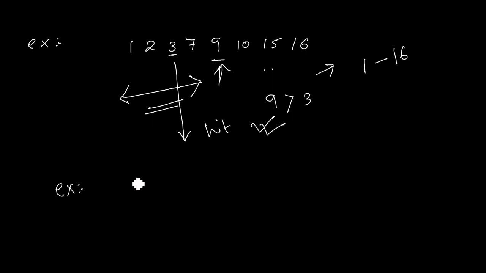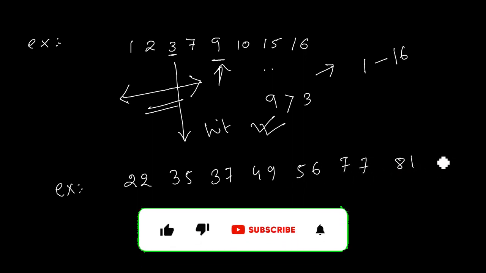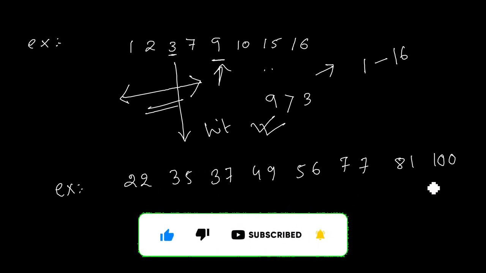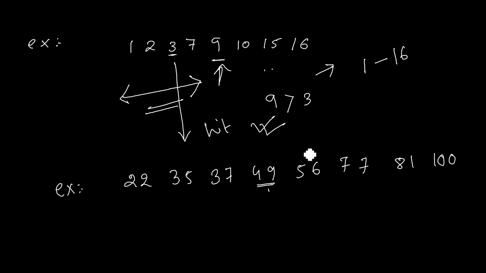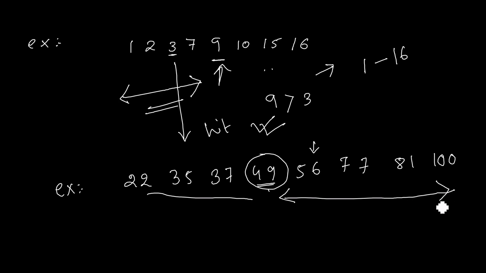For example, let's start with like this: 56, 77, 81, 100. Yeah, and we have 1 2 3 4 5 6 7 8 elements, and this will be our middle, and we need to find 56, this element. Okay, so we will come here and we will find 49 is less than 56, so all the elements on the left will obviously be less, so our search space will be here. Again the middle element is 77, that is greater, so our search space will be reduced to only this number, and this is a hit.